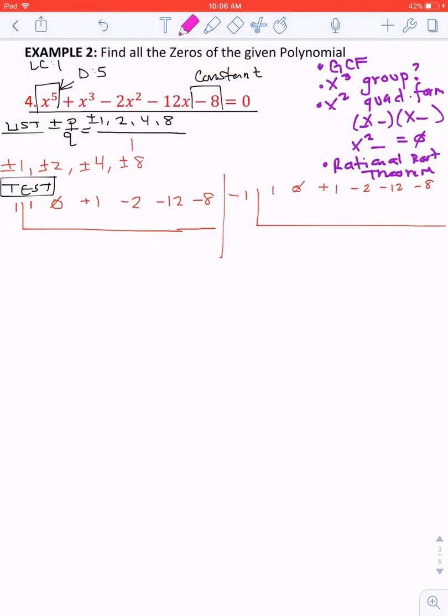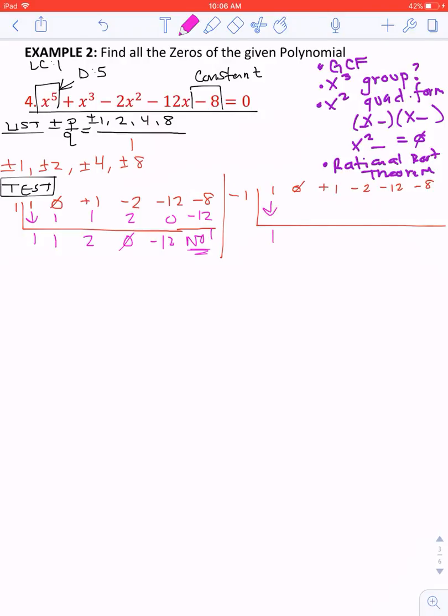All right, synthetic. Bring down your first term, multiply. 1 times 1 is 1, combine is 1. 1 times 1 is 1, combine to get 2. 1 times 2 is 2, combine to get 0 there. 1 times 0 is 0, combine to get negative 12. And I do not get a 0. All right, not a factor.